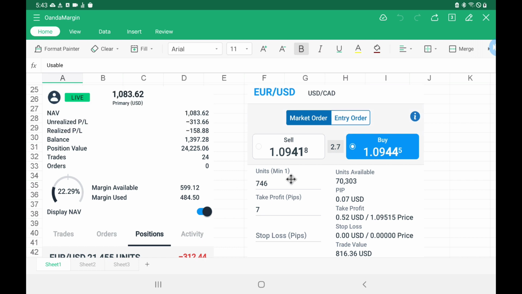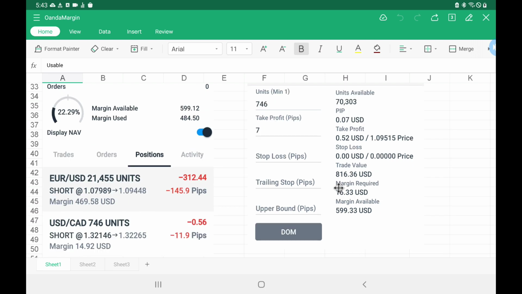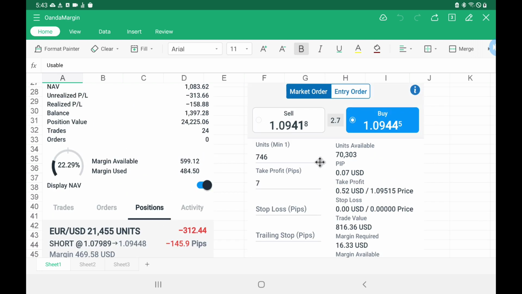Now, here on this particular screen, I talk about the necessity of getting your unit sizes correct, and the way is trial and error. What I've done is I've played around, and you'll see I've chosen 746, which is my highest level of my current settings. And that leads me to a margin usage of 1633. And that is based upon the price of 10944.